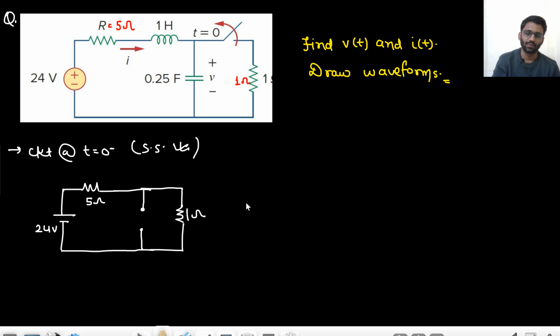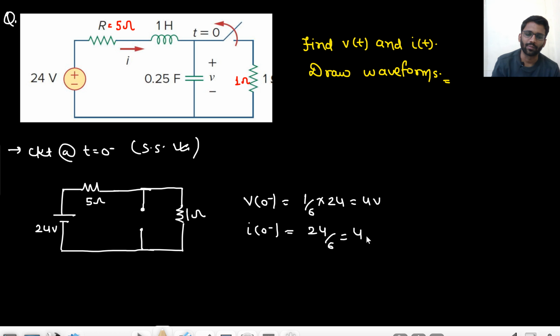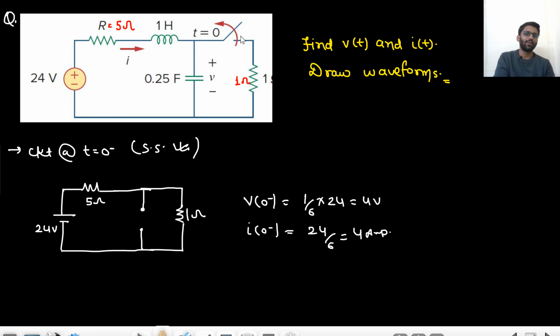Okay, so what is V of 0 minus? That is 1 by 6 into 24. That is 4 volt. What will be I of 0 minus? That will be 24 by 6. That means 4 ampere. Why am I interested in these two? Because they will be conserved. Now the circuit at t equals 0 plus. What will happen? I should make the circuit for t greater than 0. This 1 ohm resistance will be gone because the switch is being opened.